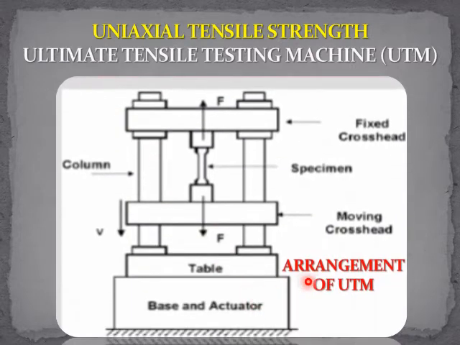So the arrangement of the ultimate tensile testing machine is shown here. You have a base or the actuator, a table above which the strength testing machine is placed. You have two crossheads, the upper crosshead and the lower crosshead. The upper crosshead is fixed, whereas the lower is movable. And you have the column to hold the specimen. We have a clamp, upper clamp and lower clamp. Now a force is going to be applied such that stretching of material takes place.